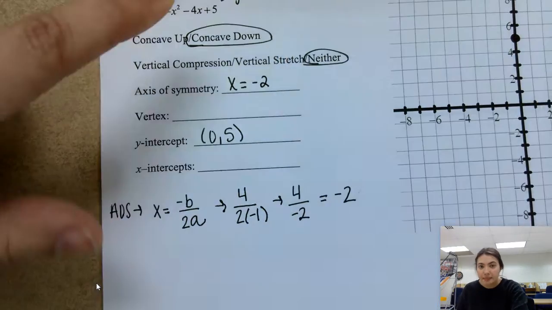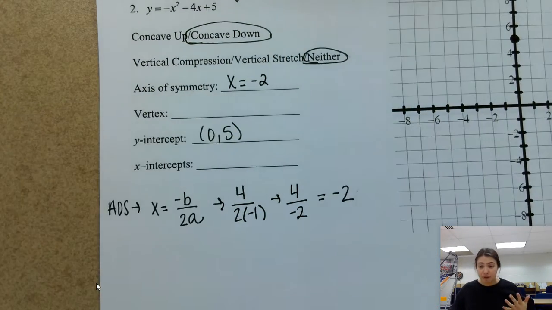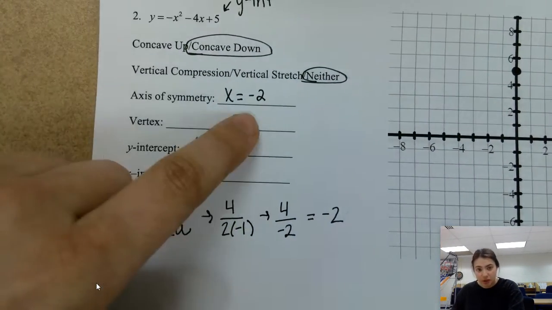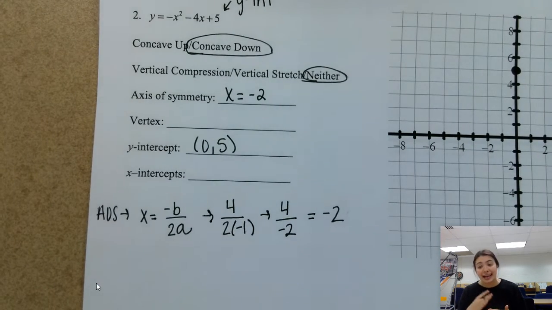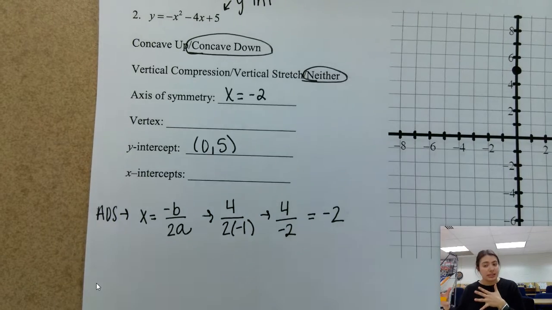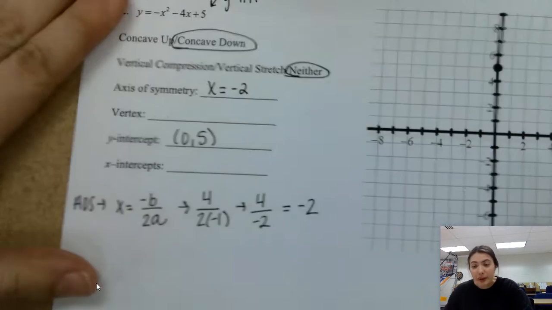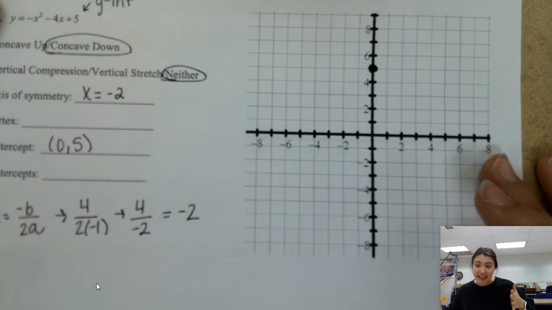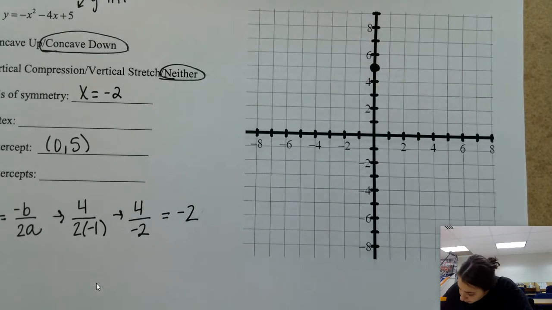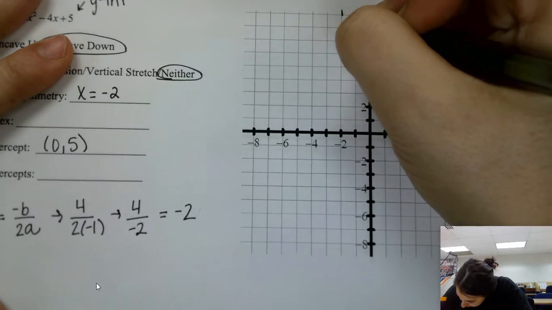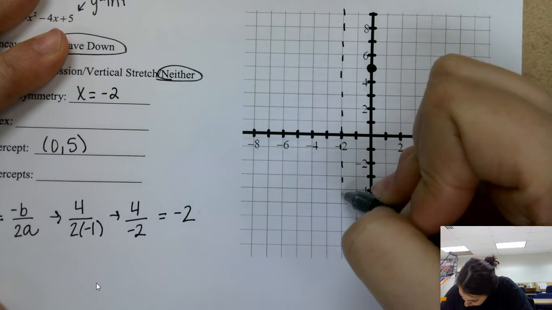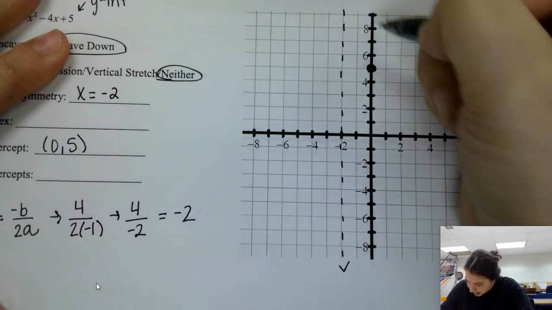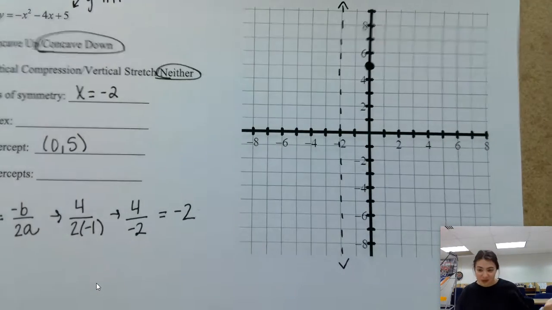Now, sometimes in the past, many of us have forgotten to write this as an equation of a line, but it's really important that we do write this as x equals. So x equals negative 2. And then we can just plot this vertical line. So we can draw that dashed line where x equals negative 2. And voila, we're almost done.